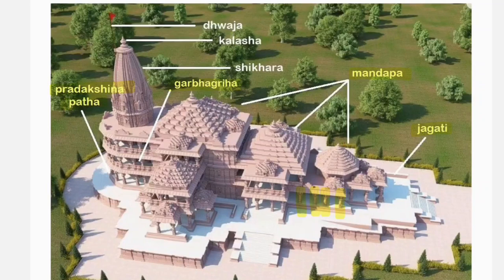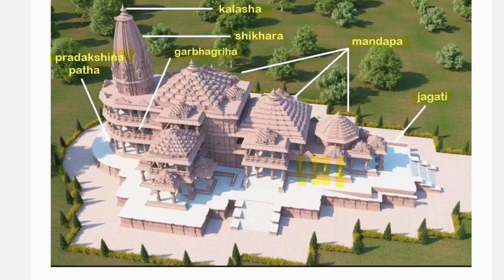Then there is the Shikhar. The tallest Shikhar is always over the Garbhagriha. Over the Shikhar there is a Kalash and a Dhwaja which is attached to the Shikhar.